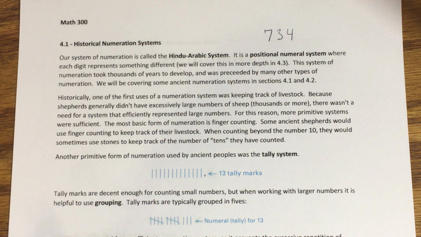However, most shepherds would have more than 10 sheep in their flock. So what happens when you get to your 10th finger if you're counting? Well, this is where the system of grouping was kind of born. At least we believe it was.